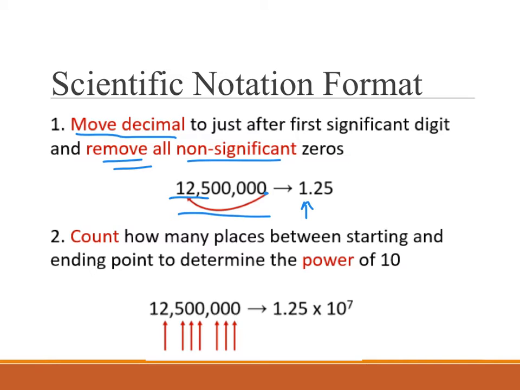The next step is to count how many places between where that decimal point started and where it ended, and that determines the power that 10 will be raised to. So if we count all of the spaces here, you'll see that we have gone back 7 spaces from this ending of the number to between the 1 and the 2. So our number in scientific notation is 1.25 times 10 raised to the 7th power.